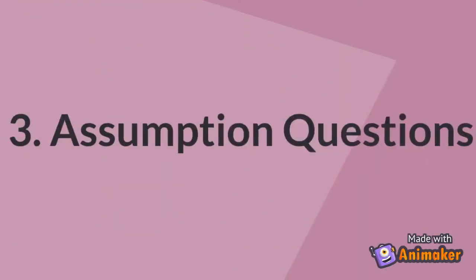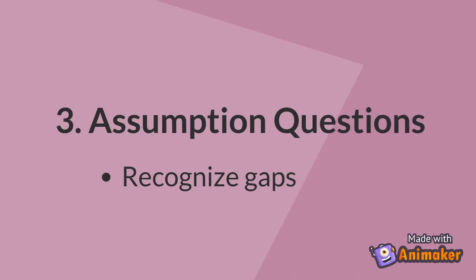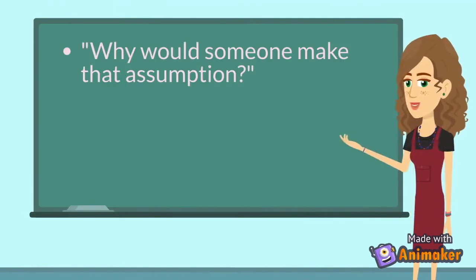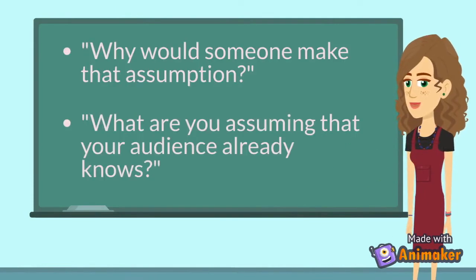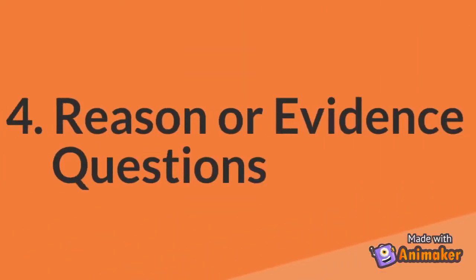The third type is assumption questions. These ask your students about arguments in their writing that make certain assumptions. The goal of these questions is to help your students recognize the gaps in their writing. Some examples of assumption questions are, why would someone make that assumption? And what are you assuming that your audience already knows?